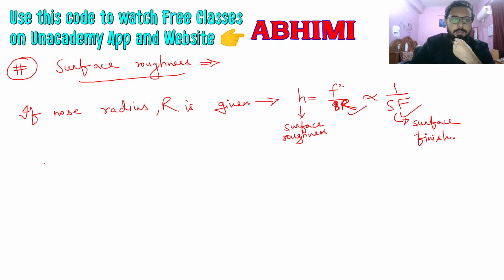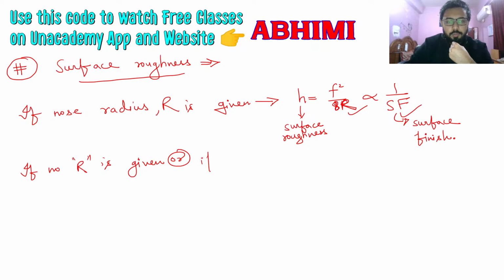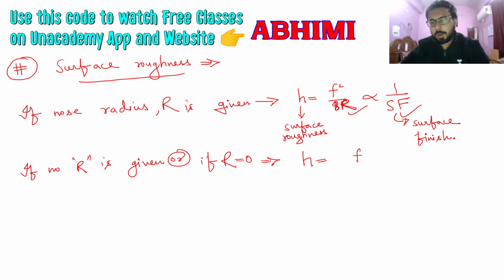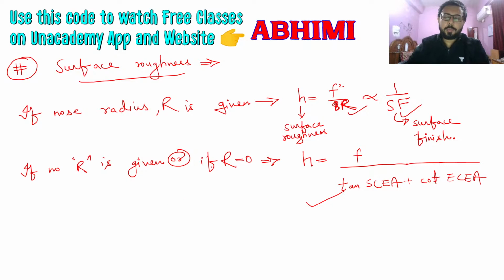And let's talk about what happens if no r is given, or if r is equal to 0. To find the surface roughness, you will do h is equal to f, not f square, divided by tan of side cutting edge angle plus cot of end cutting edge angle. Remember both of these formulas, and which formula to use when which things are given. If r is not given, you will use this second formula, but if r is given, you have to use the first formula to get the correct answer.